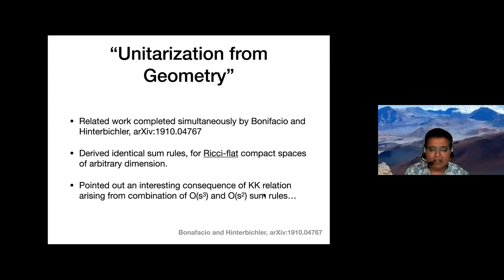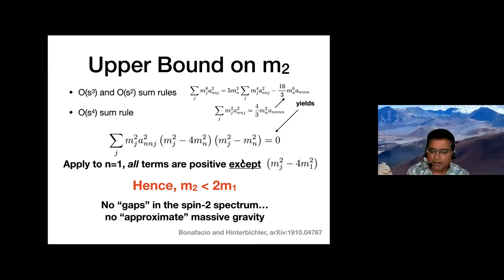But they also realized that a combination of the S cubed and S squared sum rules that I discussed has a very interesting consequence that bears on the question that Marcus answered. If I put these together with the order S to the fourth sum rule, you can rewrite it this way. Suppose you let n equals 1, you're interested in 1,1 goes to 1,1, you sum over all states j. If you define n equals 1 to be your lowest non-zero mass state, the zero mass state doesn't contribute to this sum, then for all j, mj squared is greater than m1 squared. So this term is always positive, and this term is always positive. In order for these couplings to be non-trivial, and for the sum to be zero, it must be that this term is negative for some region. And so the next lightest state is bounded by twice the mass of the first one.